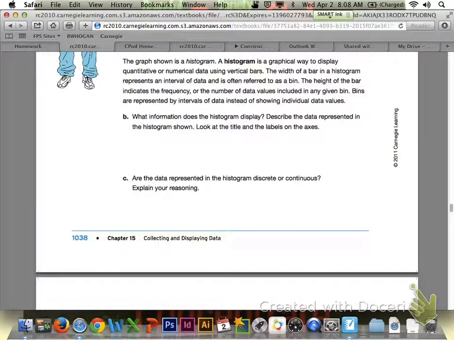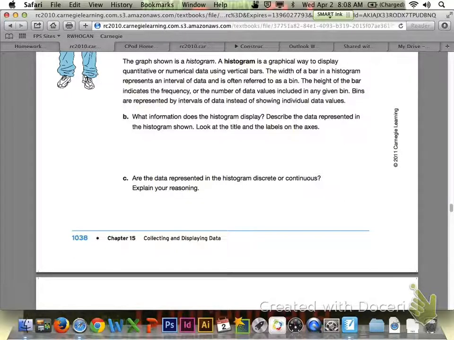The graph shown is a histogram. A histogram is a graphical way to display quantitative or numerical data using vertical bars. The width of a bar in a histogram represents an interval of data and is often referred to as a bin. The height of the bar indicates the frequency or the number of data values included in any given bin. Bins are represented by intervals of data instead of showing individual data values.